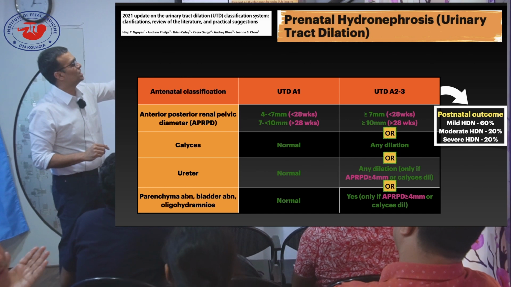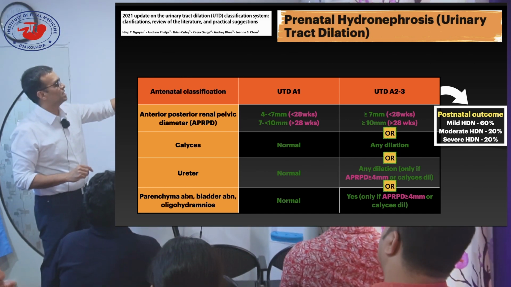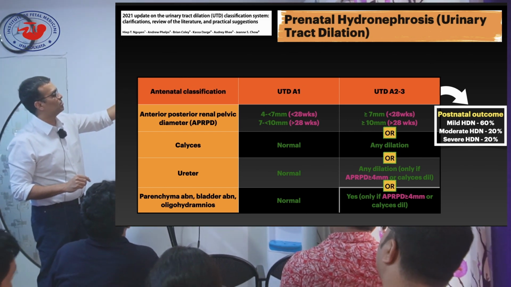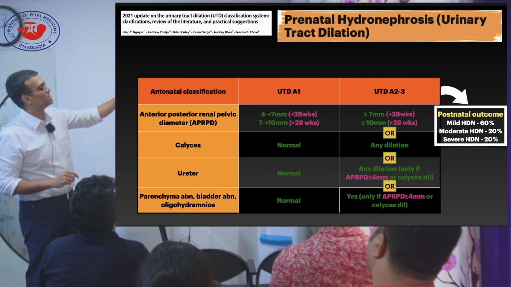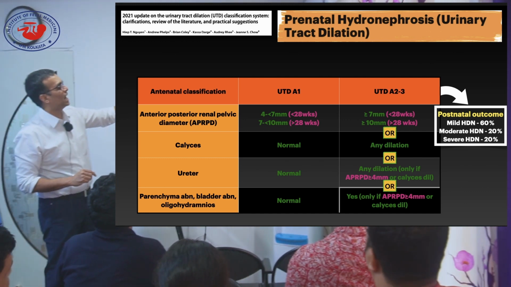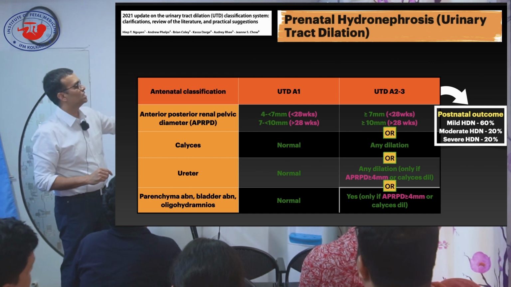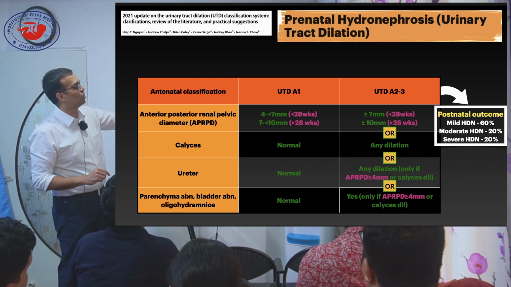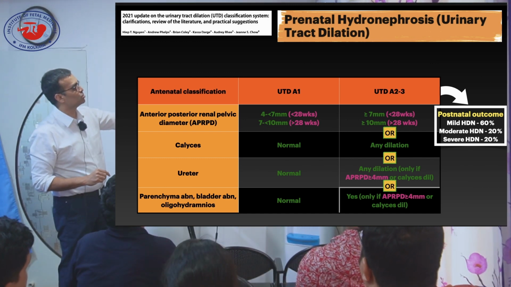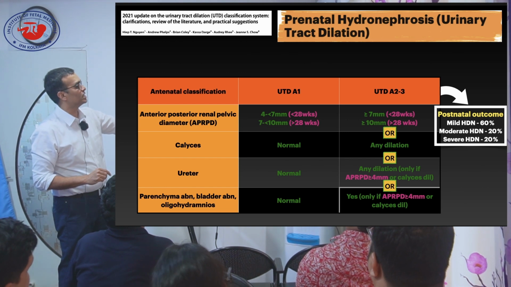For UTD A2 to 3, if you look at the postnatal outcome, 60% will have mild hydronephrosis and 20% each will have moderate and severe hydronephrosis. So it is very important to follow all these cases of UTD A2 to 3 in the postnatal period.